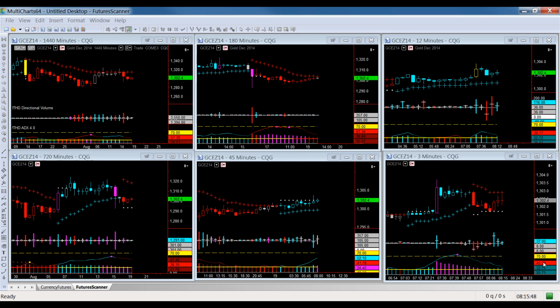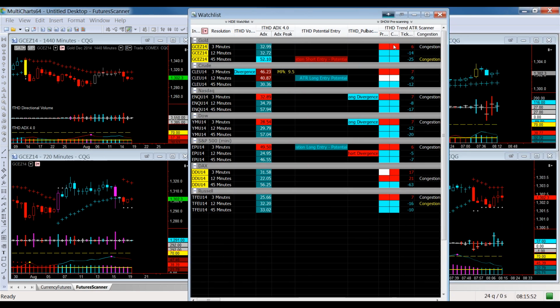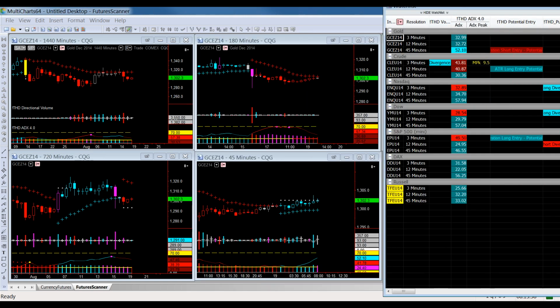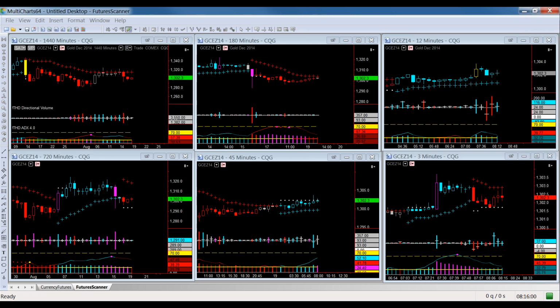Now if we go over to the futures scanner, and I'm just going to bring this over real quick. Do you see how many of these are in congestion? So there are a lot of futures right now that are in congestion. The ones that I like to look at the most would be the higher time frames. But would that mean that I necessarily do not look at one that's on a lower time frame?